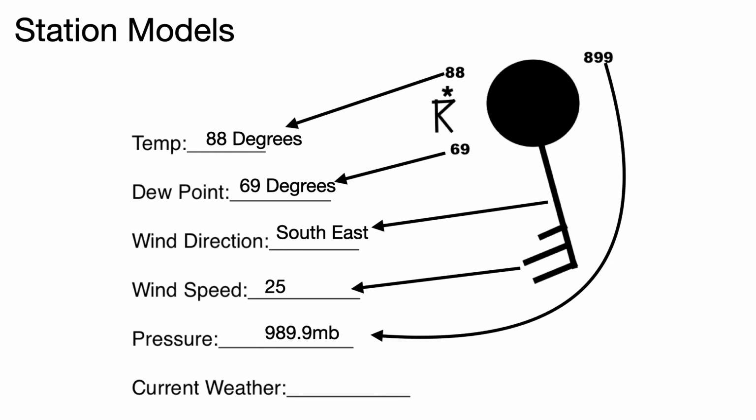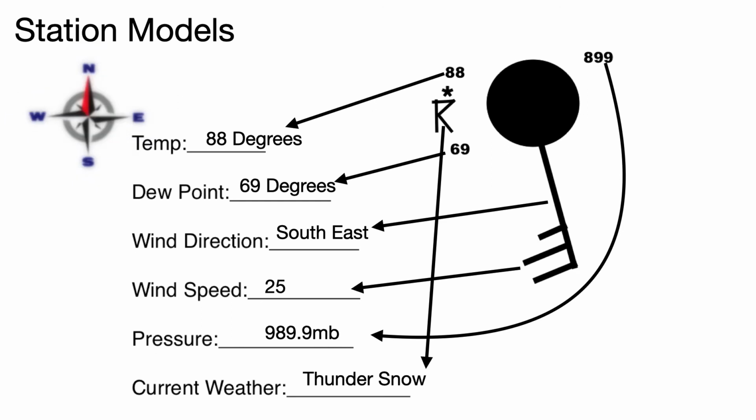In this case, the pressure is 989.9 millibars. Since that leading number is 8, which is higher than 5, I put a 9 in front and put a decimal before the last number, so 989.9 millibars. Remember, 1013 is the magic number, so this is a low pressure situation. And lastly, the current weather in this case is thundersnow. I know it is thundersnow because it has the R symbol and a little snowflake on top of it. Yes, it can thunder when it snows. It is very rare, but it does happen.